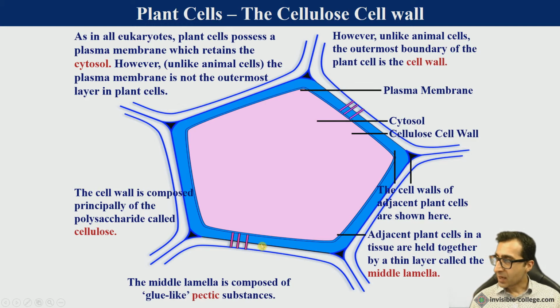Typically between the cell walls of adjacent plant cells, sometimes you will have channels where the cytoplasm or the cytosol of one cell communicates directly with the cytosol of the adjacent cell. These are called plasmodesmata. Also, between adjacent cell walls, the cell walls in plant tissues are typically glued together by a substance called pectin.